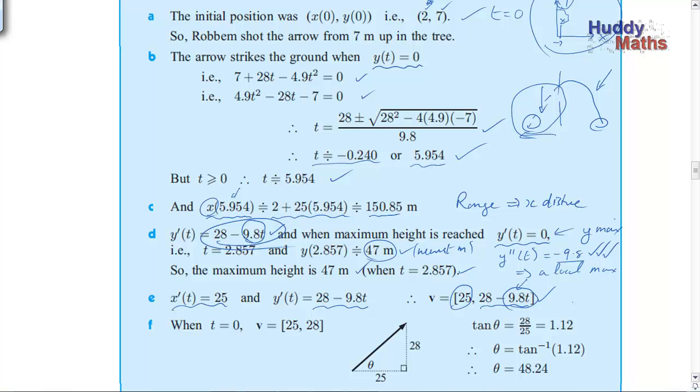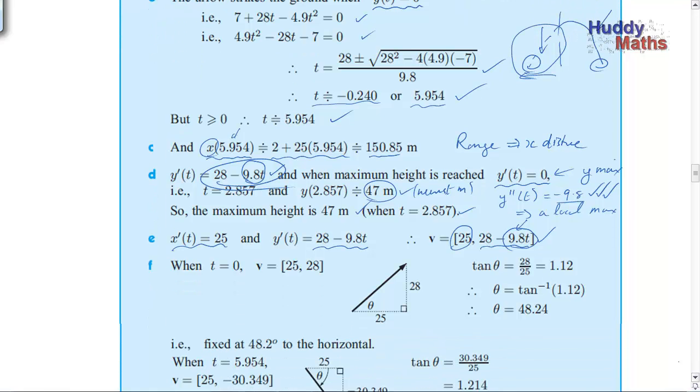it will change the y component of the velocity vector. Okay, now the next one is what's the angle at which it takes off at the beginning. So if we look at the initial velocity vector, it's that when t is 0. If we plot it, that is 25 in the x direction and 28 in the y direction. The tangent of this angle is 1.12, inverse tan gives 48.2 degrees, rounded to 3 significant figures. So it's approximately 48.2 degrees to the horizontal.